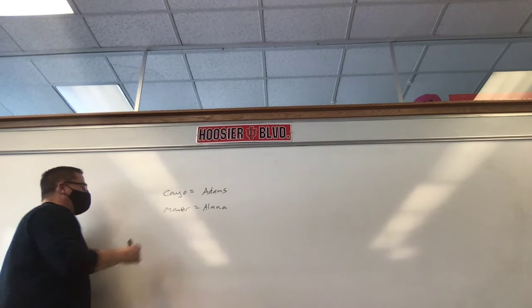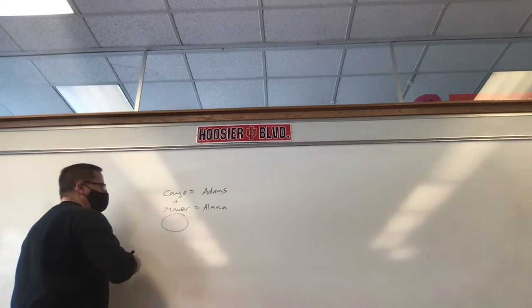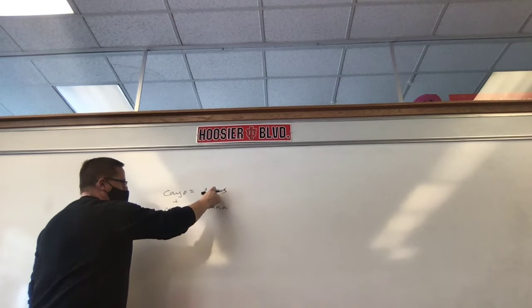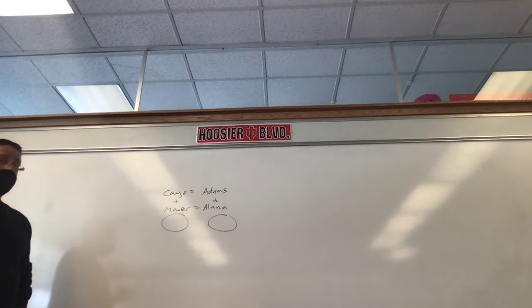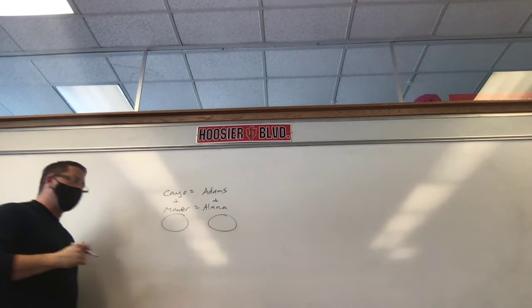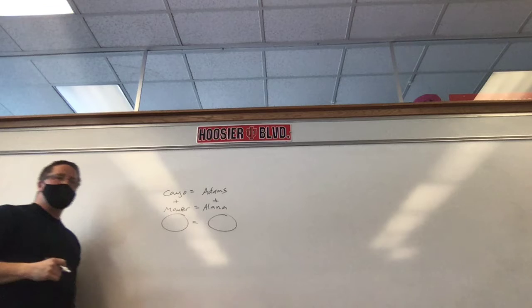If I was to add my age with Mauer's age, I'd get a number. If I was to add Ms. Adams' age with Alana's age, I would get a number. What could you say about those two numbers? They're gonna be the same. Do you know what they're going to be? No. But they're gonna be the same, okay?